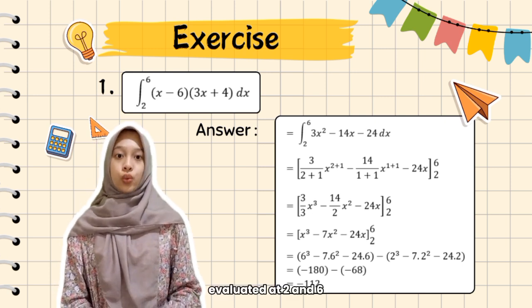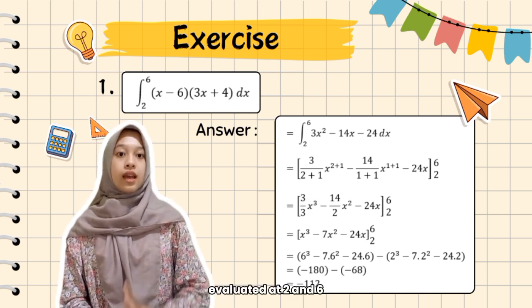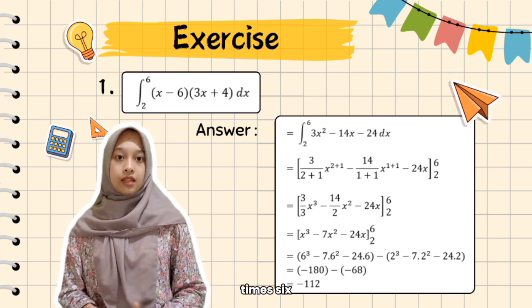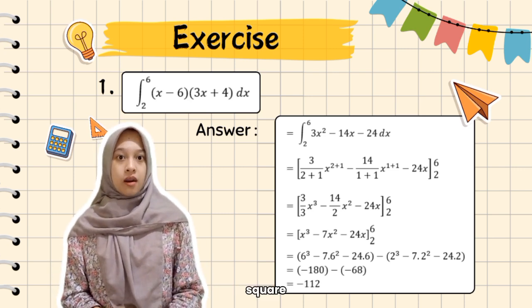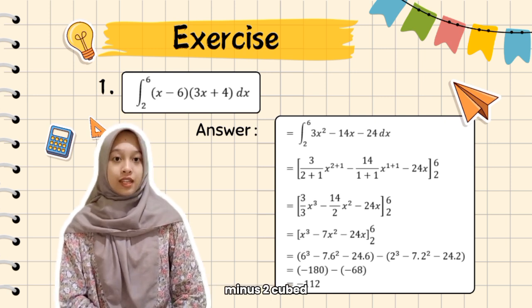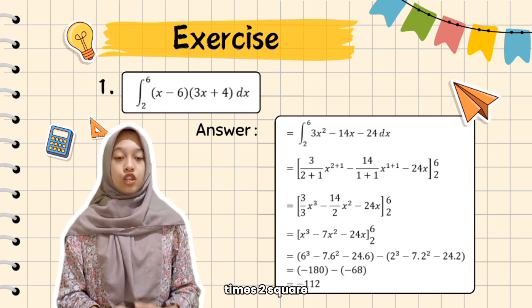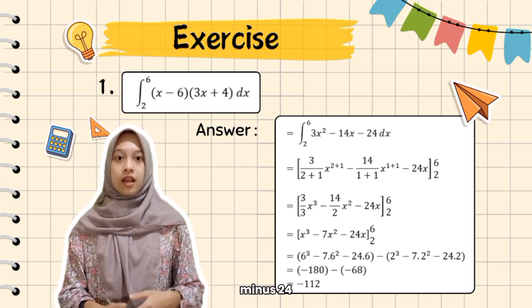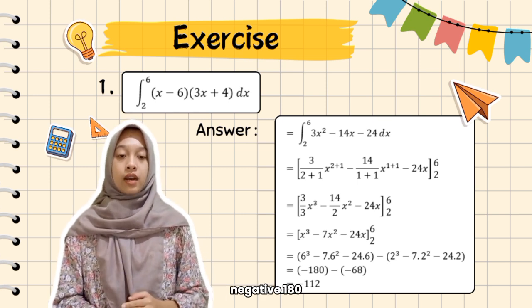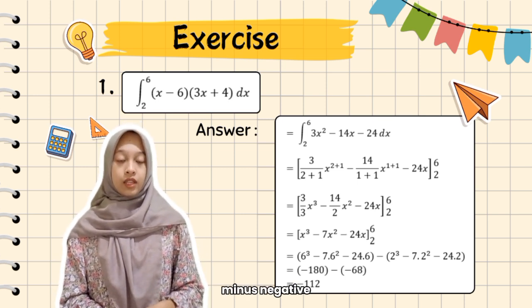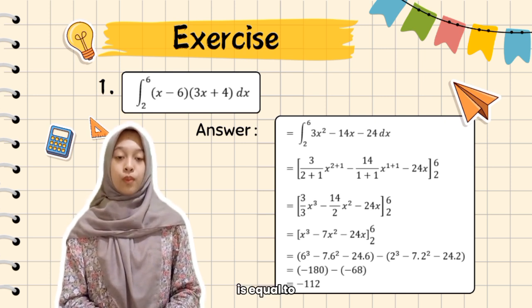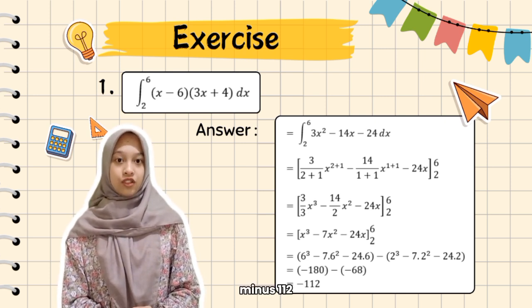24x evaluated at 2 and 6, which is equal to (6 cubed minus 7 times 6 squared minus 24 times 6) minus (2 cubed minus 7 times 2 squared minus 24 times 2). That is equal to negative 180 minus negative 68, which is equal to minus 112.